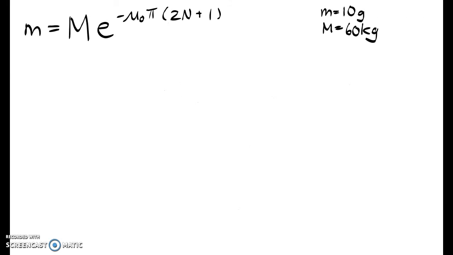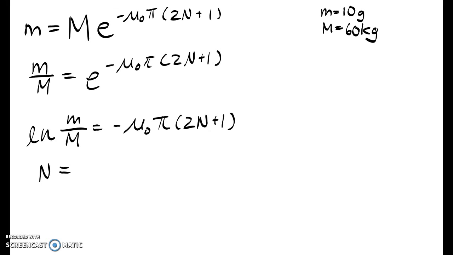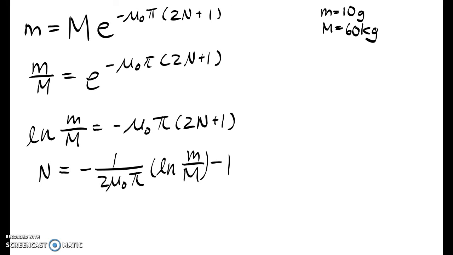In this case, we've been given what small m and large M are, so now we need to solve for n. We can divide by large M on both sides to get this. Now if we take the natural log of both sides, we get this new equation, and we can conclude that n is equal to negative 1/2 mu0 pi, times the natural log of small m over large M, minus 1.